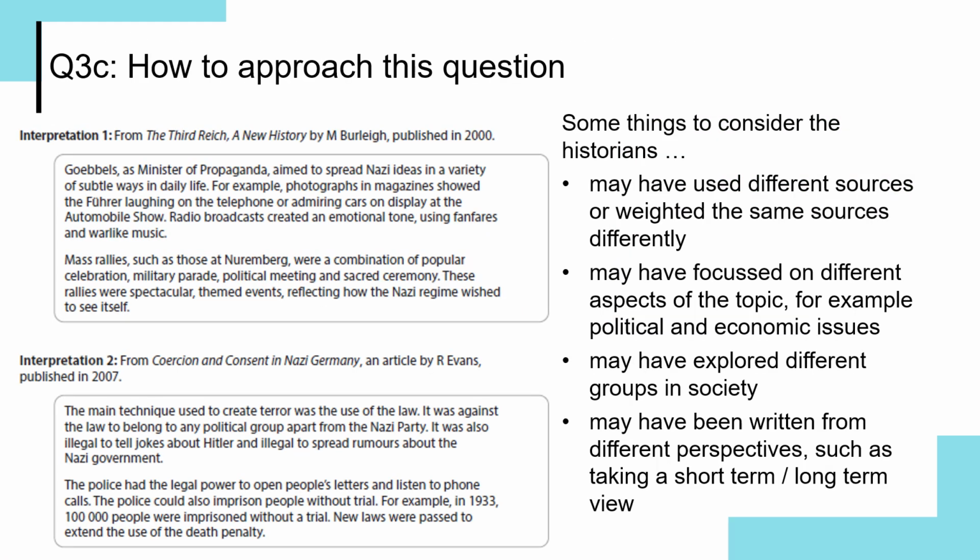A common approach to this question is to explain that historians may have based their research on different sources, using the sources then from question 3a, sources B and C, to support your explanation. Other valid explanations could be that the historians are focusing on different aspects, for example, political and economic issues, or looking at different groups in society.